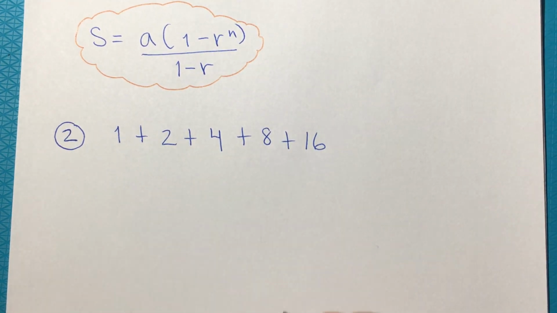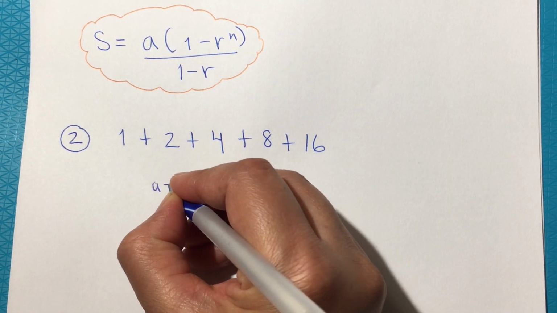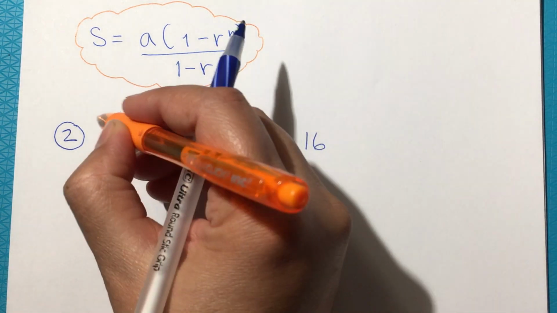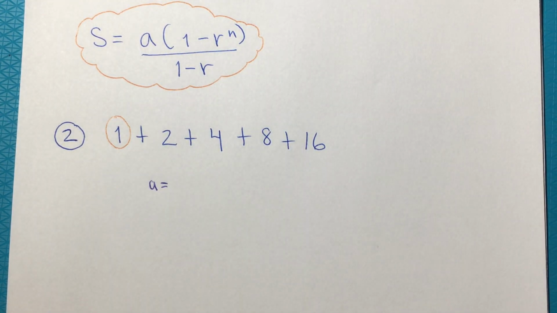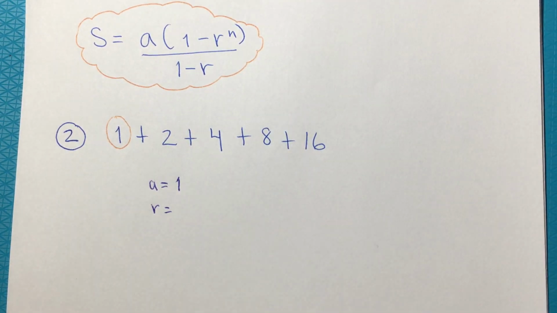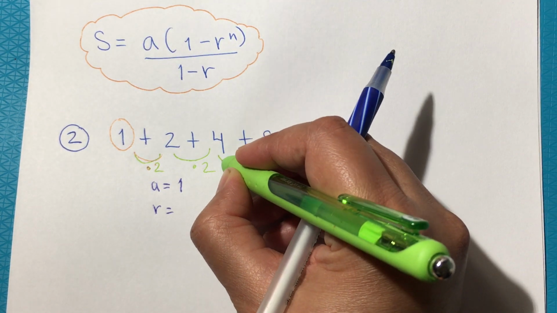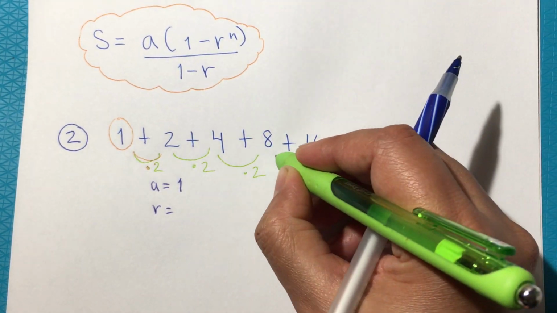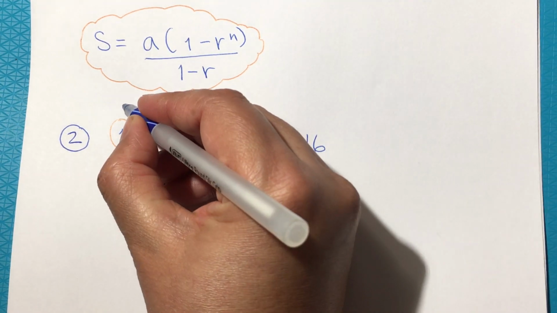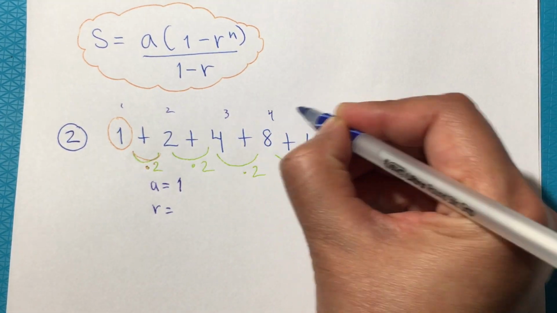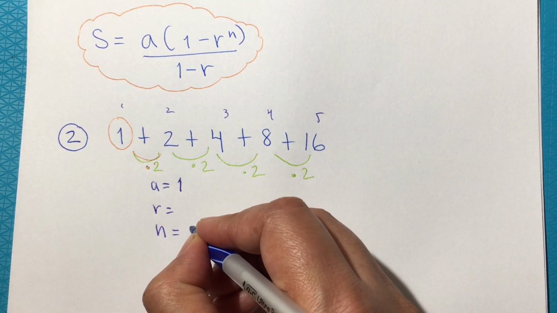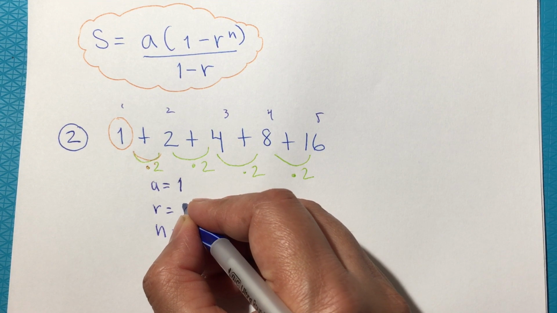Okay, so what is the initial point in here? The initial point is 1. What about the ratio? What's happening here? We're multiplying times 2: 2 times 2 is 4, times 2 is 8, times 2 is 16. How many numbers do I have? 1, 2, 3, 4, 5. So the power will be 5, and the ratio is 2.